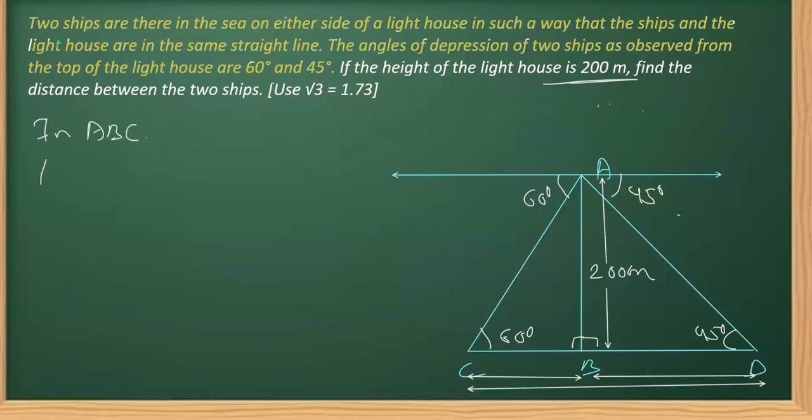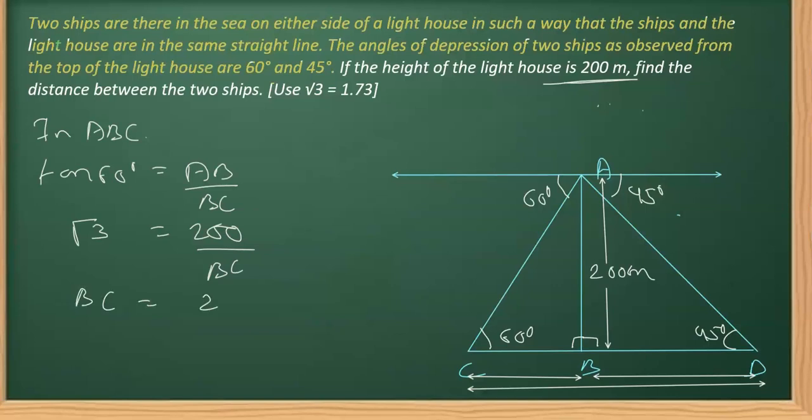In this triangle, we have tan 60 equal to perpendicular, that is AB in this case, over BC. Tan 60, whose value is √3, is equal to AB, which is mentioned as 200, over BC. Now, next what we can do is cross multiplication. That will give us the value of BC as 200 over √3. We can rationalize it. So BC is equal to 200√3 over 3.